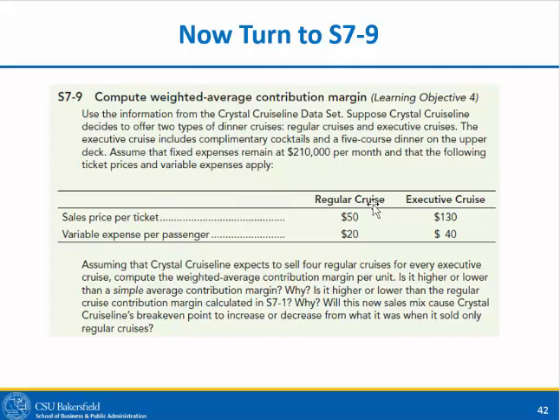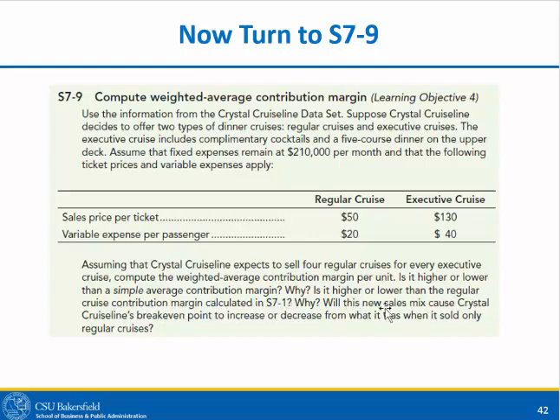For the regular cruise, we have a $50 sales price and $20 variable costs. For the executive cruise, we have $130 and $40. Let's assume that Crystal Cruise Line expects to sell 4 regular for every executive, so the sales ratio is 4:1. Compute the weighted average contribution margin per unit. Is it higher or lower than a simple average contribution margin? Why? Is it higher or lower than the regular contribution margin calculated in the prior question?